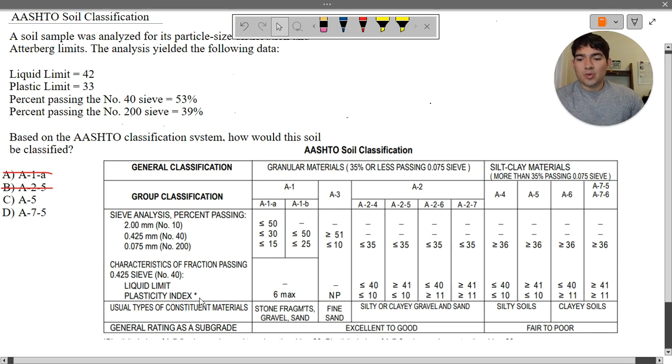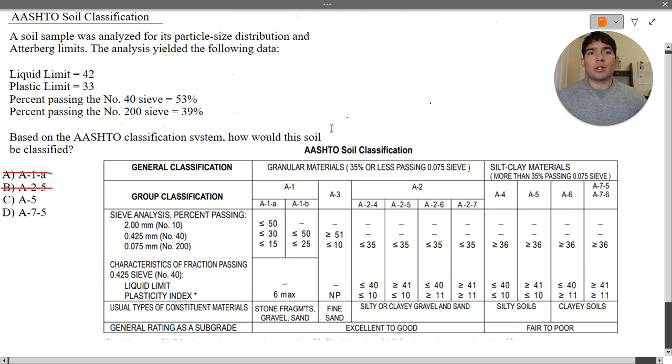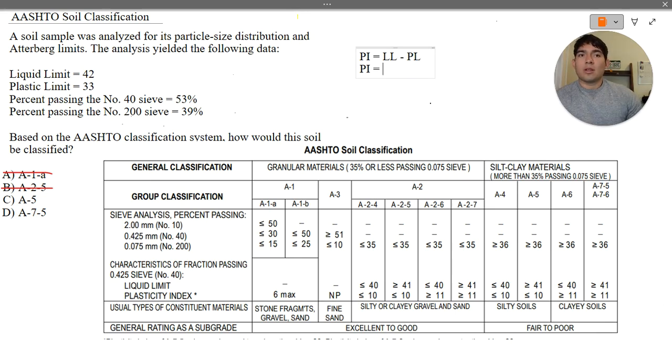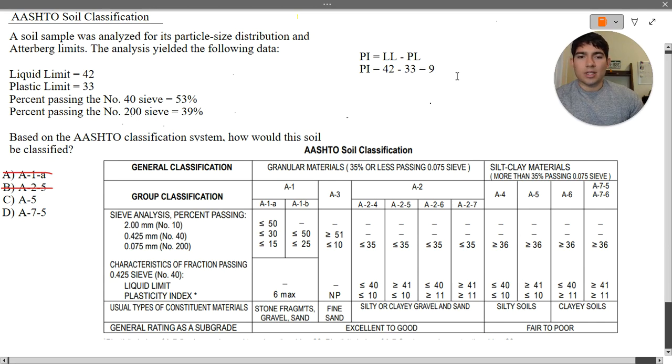So the next parameter that we can look at to further classify our soil is plasticity index. We were not directly given the plasticity index, but we can solve for it with what we were given. Plasticity index is equal to liquid limit minus plastic limit, and we were given both of those. So our plasticity index is going to be equal to our liquid limit of 42 minus our plastic limit of 33, and that is going to give us a plasticity index of 9.